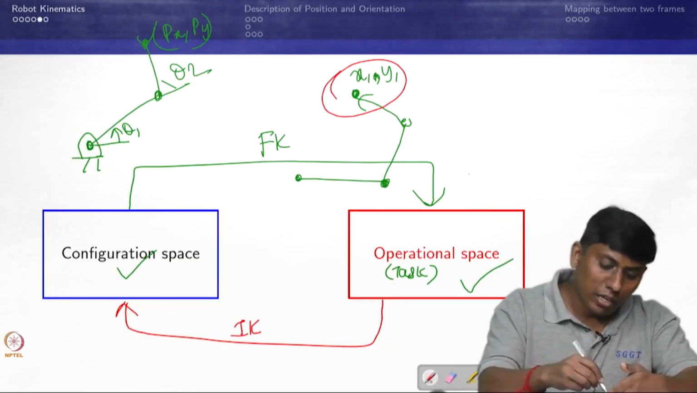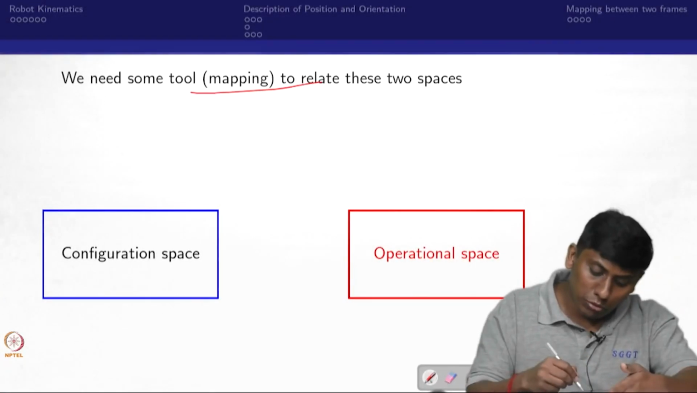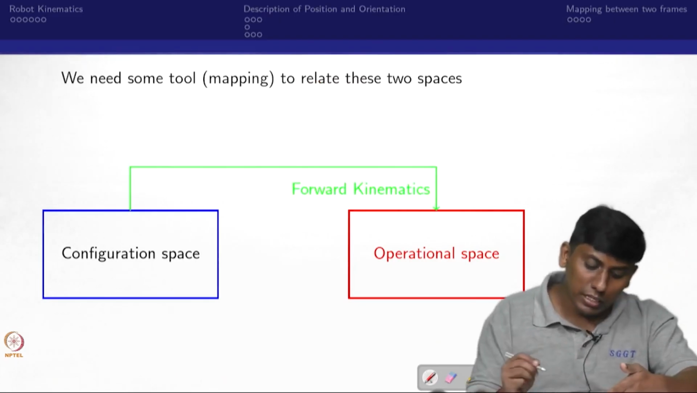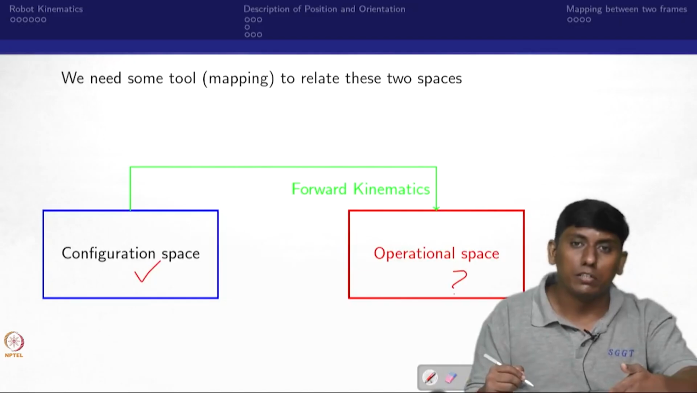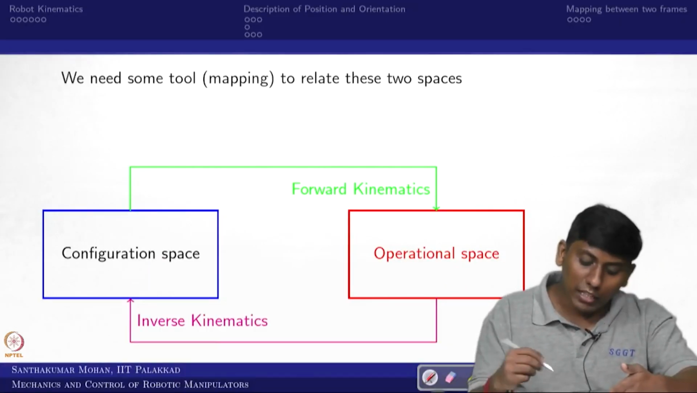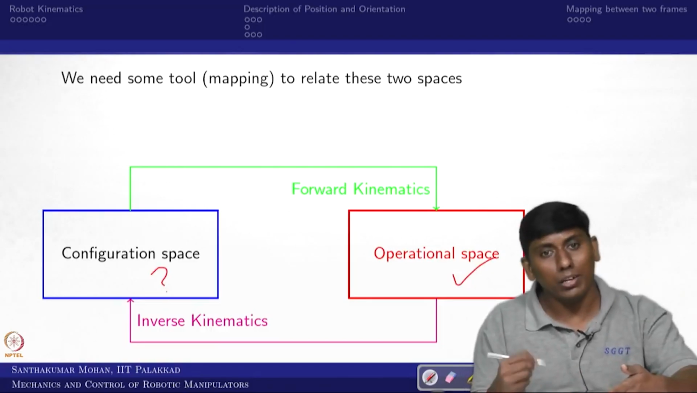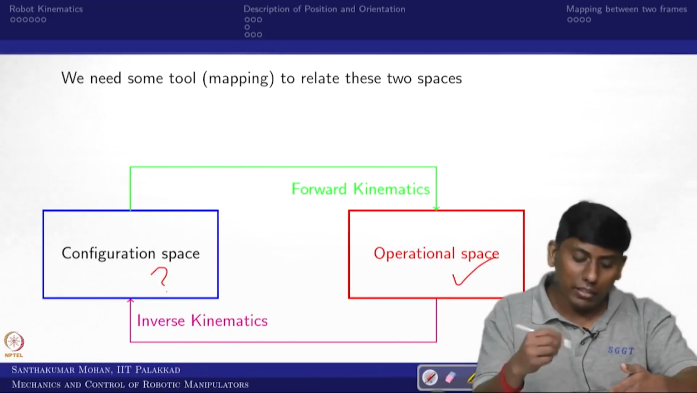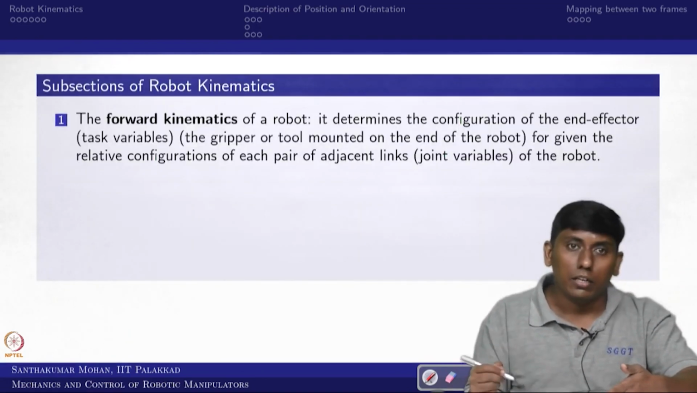Now we will see it in a proper pictorial way. We need to map these two. If the configuration variables are known and we find the operational space, this is forward kinematics. The other way around, you know this and you are finding this, this is inverse kinematics. I will write this more clearly.